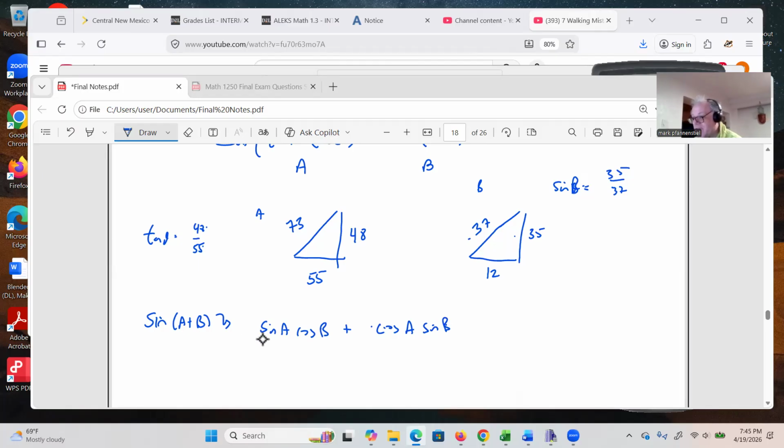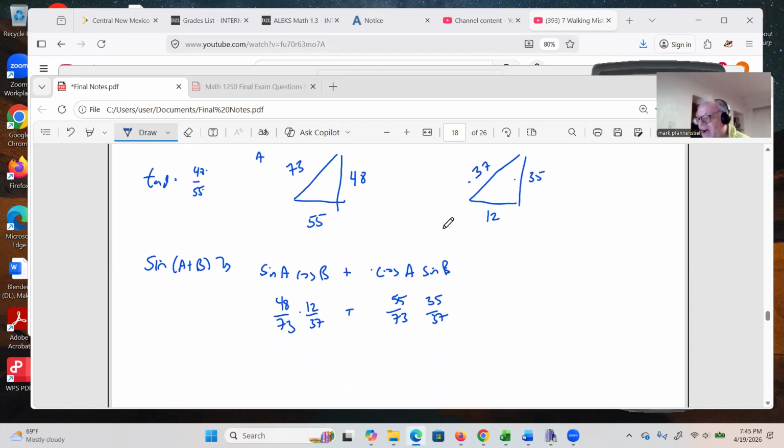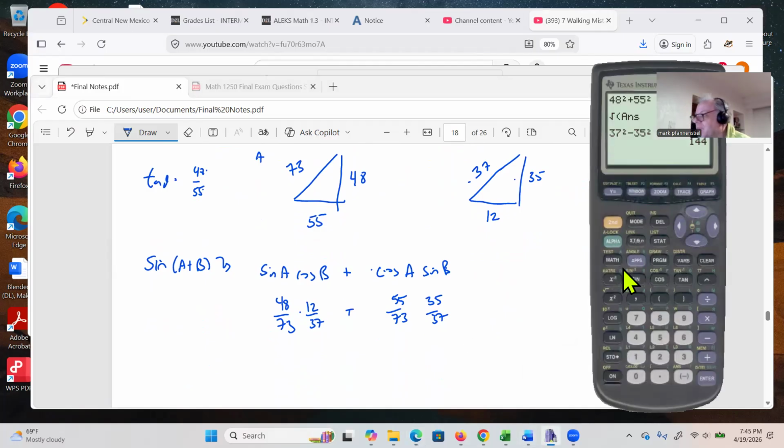So I know that this is sine of A plus B. This is my A triangle, so the sine of A is going to be 48 over 73. Cosine of B is going to be 12 over 37, plus the cosine of A, which is going to be 55 over 73, and then the sine of B, which is going to be 35 over 37. This is exactly the same expression I have up here, which is fine. And then we have a little bit of arithmetic to deal with here.